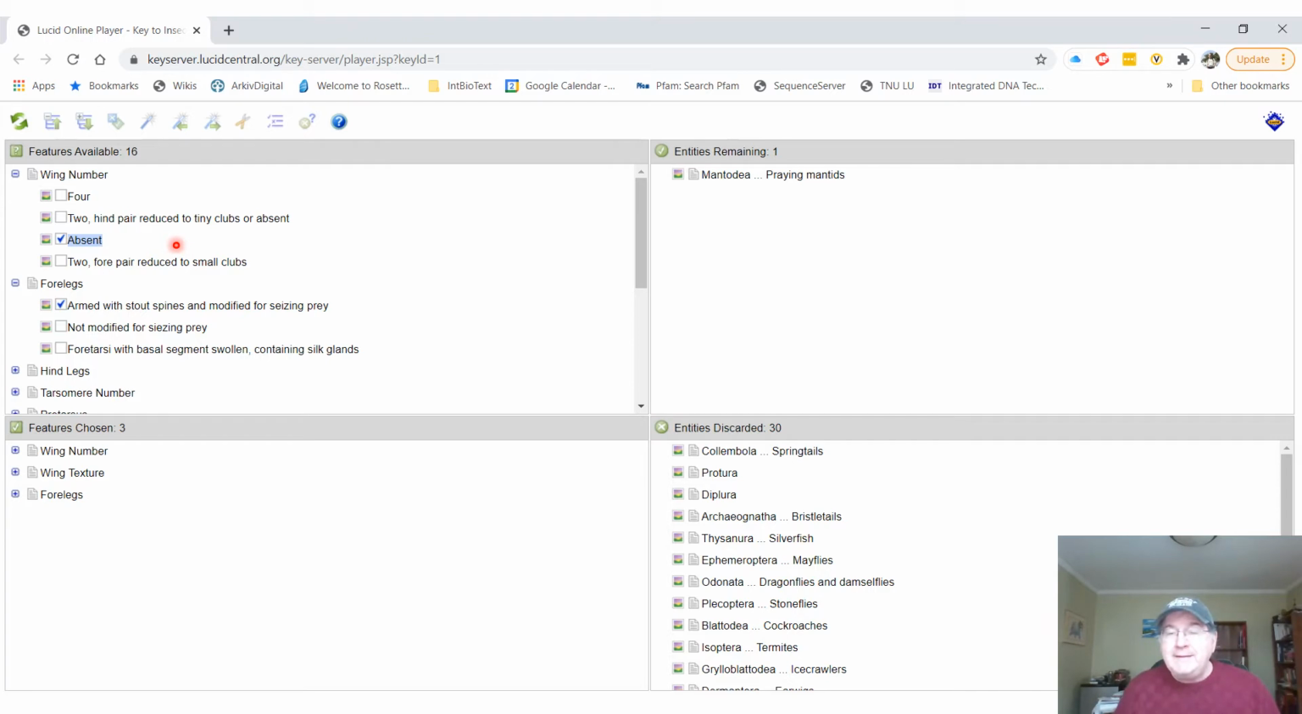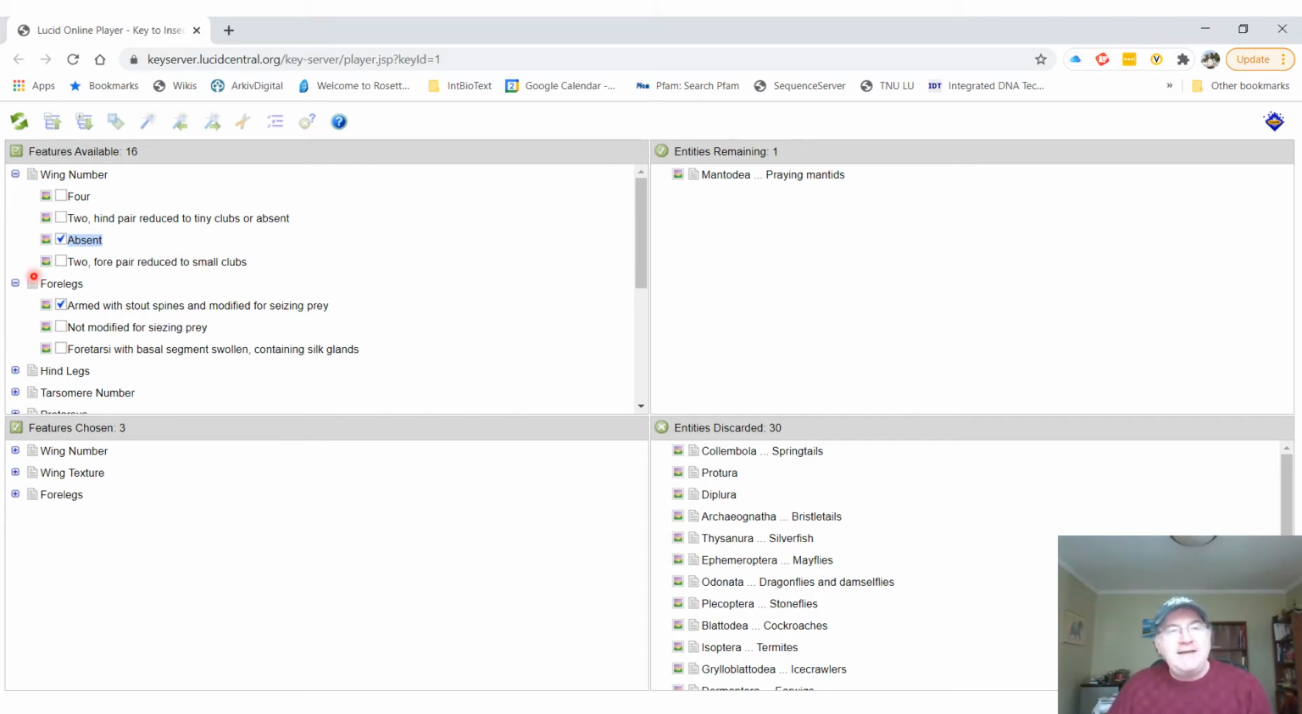Oh, I picked absent because this is a contrived example. I know there are some praying mantids that are wingless and have the legs and such, and so this will get you there. I think there are also some true bugs that are wingless but have the forelegs modified for catching prey. I will have to tell the developers about that. But anyway, I've come to my answer.